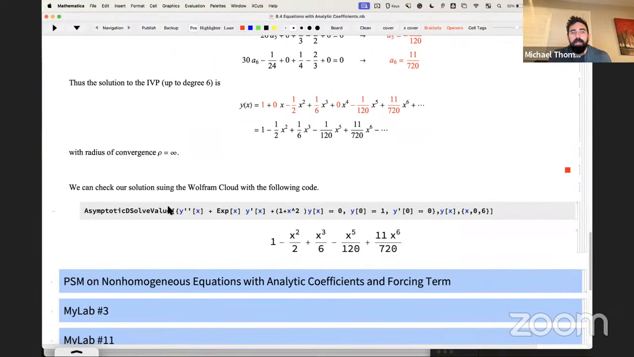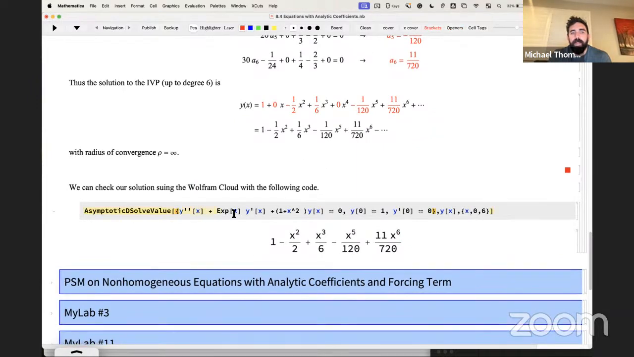Here's the corresponding code. So it's the same function, AsymptoticDSolveValue. You write in your equation, make sure you have the double equals, make sure all your formatting is correct. For the exponential function, it uses Exp of x. There's your two initial conditions. Make sure you use the double equals. The dependent variable is y, independent variable is x. We're centering around 0, and we're finding the solution up to degree 6. So there's our solution, and it does match with the solution that we found by hand.